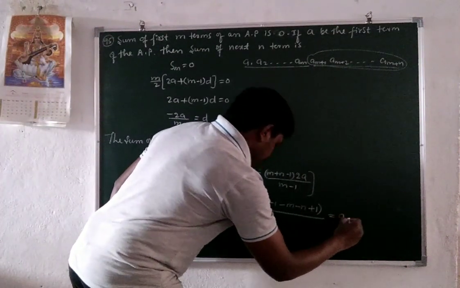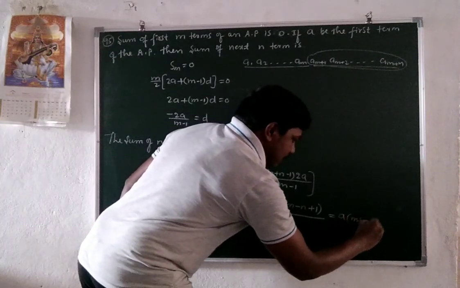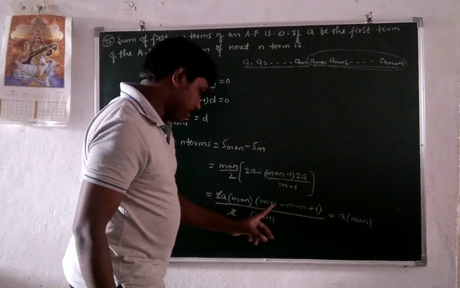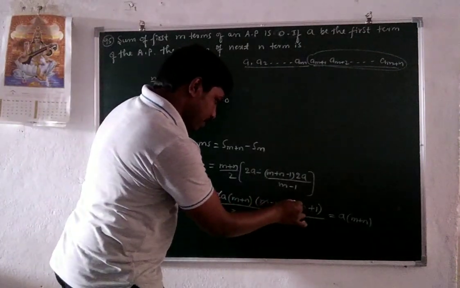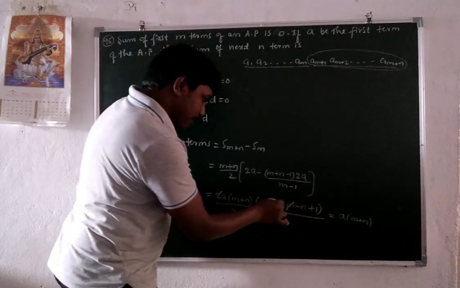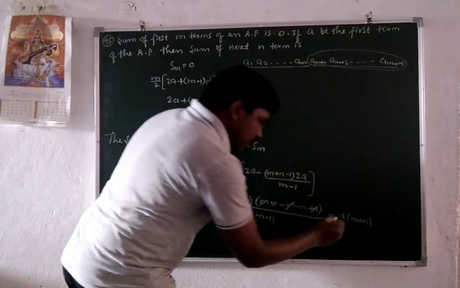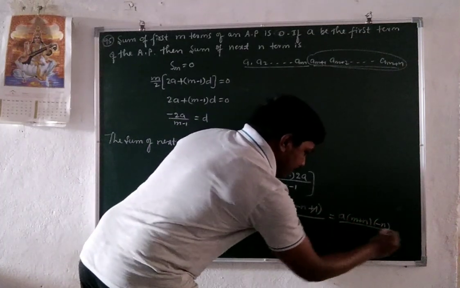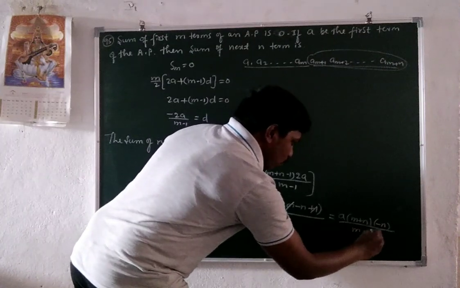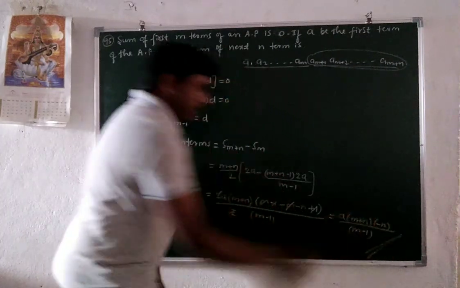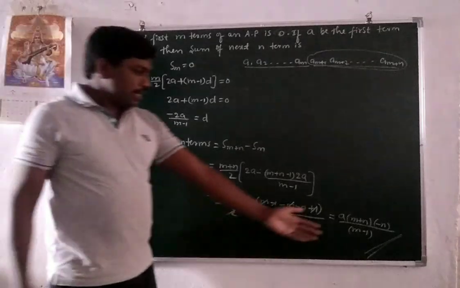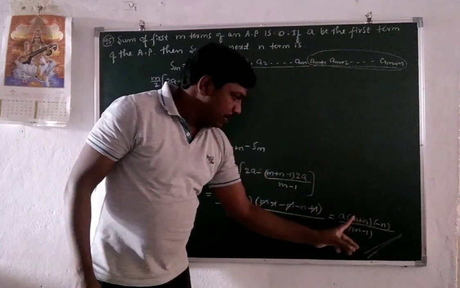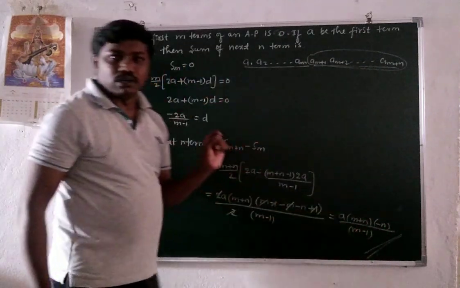a into (m plus n). So right here, minus m plus m cancel, and minus 1 plus 1 cancel. So the answer is minus n divided by (m minus 1). So right, this is the required answer. And the sum of the next n terms of this series is minus a n into (m plus n) divided by (m minus 1). Okay.